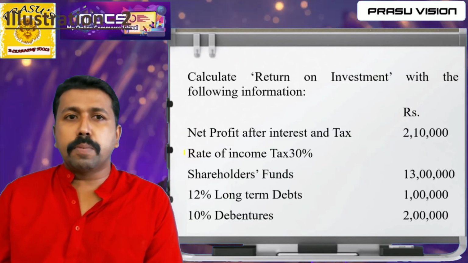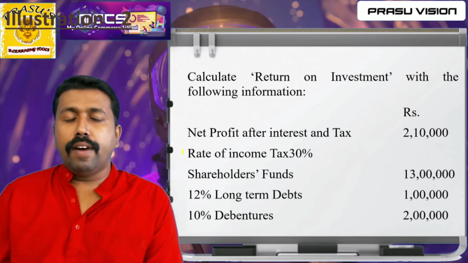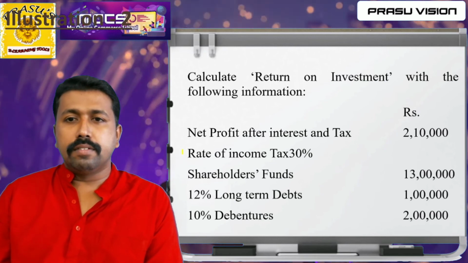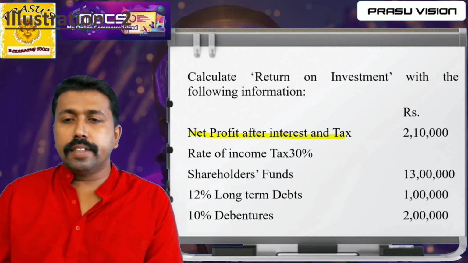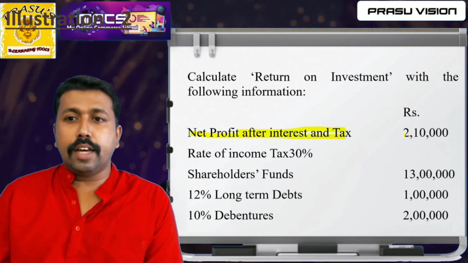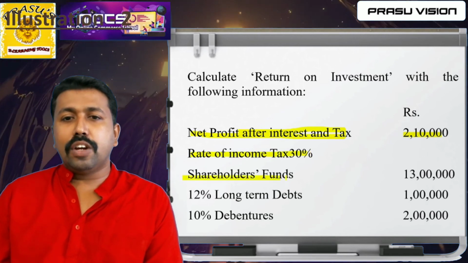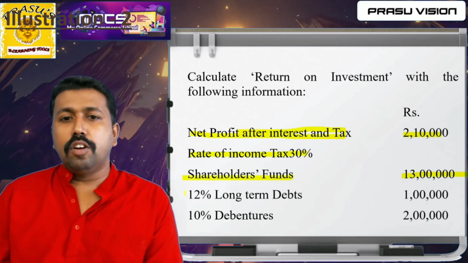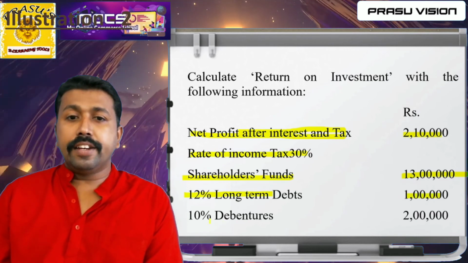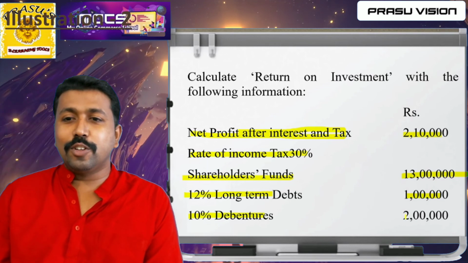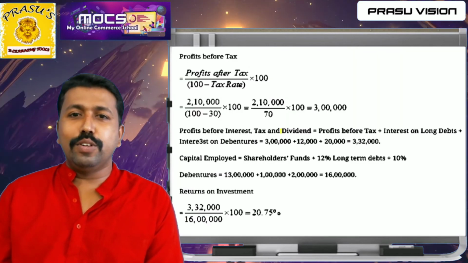So moving to the last problem of this area, we have to calculate the value of return on investment, return on capital employed. Net profit after interest and tax is there, 2,10,000. Rate of income tax given here, 30%. Shareholders' fund is there, 13 lakh. Long term debt, 12% long term debt is given, 1 lakh, and 10% debenture is there, 2 lakh. Just remember that, and we have to find the solution.